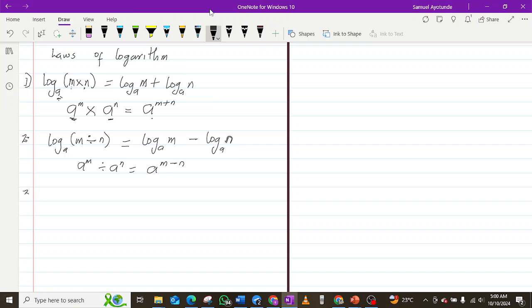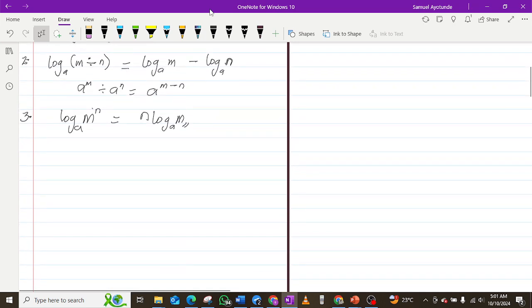The third law, I call this the power law. If we have log base a of m raised to power of n, the power can turn to coefficient. So this power becomes the coefficient of log a m. This is the simplification for this.